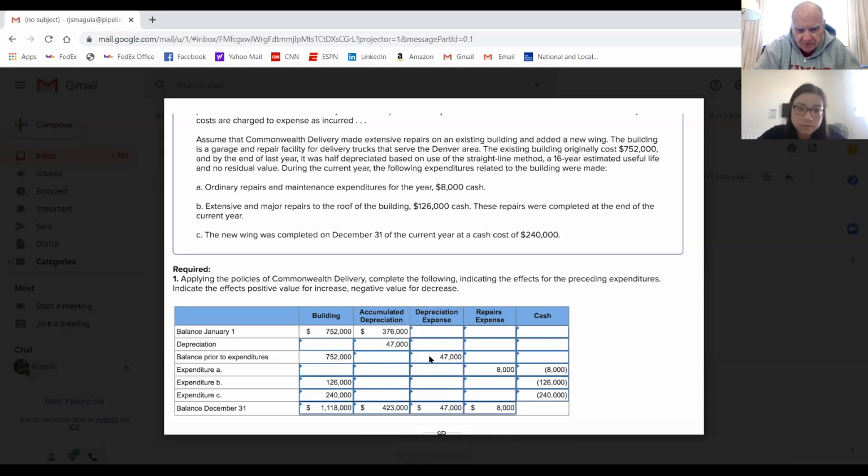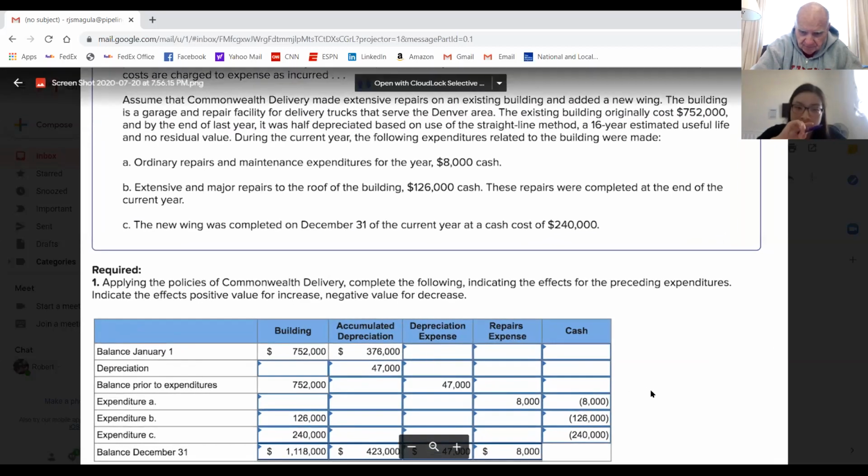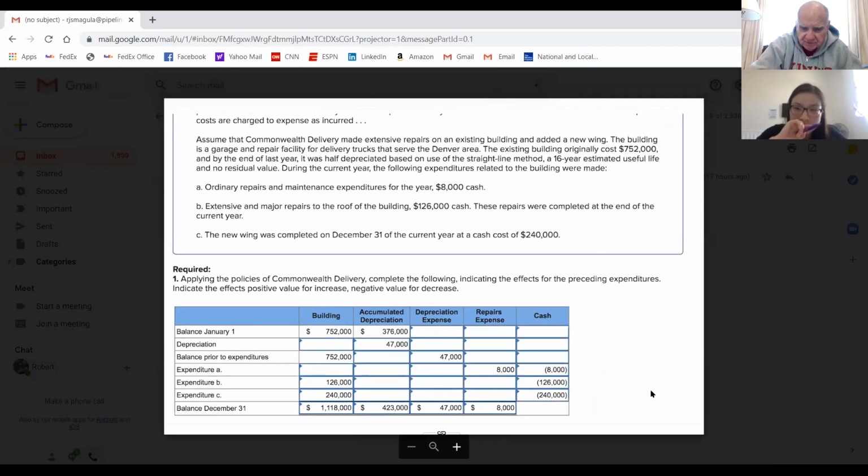You see this 47,000 here? Where? That 40,000 there? Does that belong there? Balance prior to expenditures. Again, they told you that that number's right. Is it fair to say that everything on this is right? It's just they're telling you it's not complete. Yes.